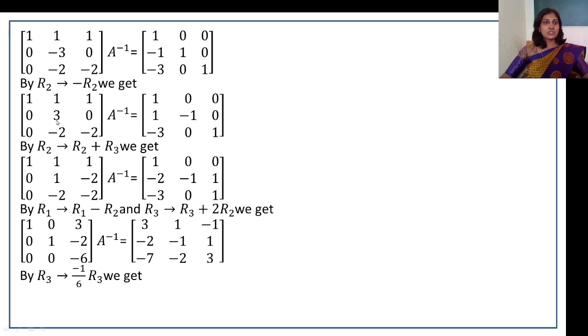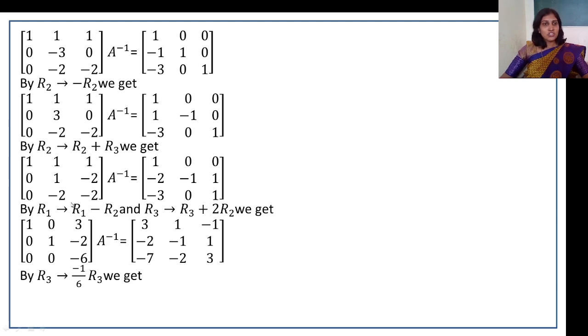Now we add these two rows. So 0 plus 0, here is 0. 3 plus minus 2, that is 1. 0 plus minus 2, that is minus 2. 1 minus 3 minus 2. Minus 1 0, that is minus 1, and 0 and 1, here is 1. First row and third row as it is.